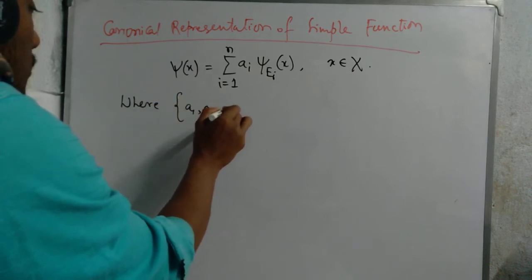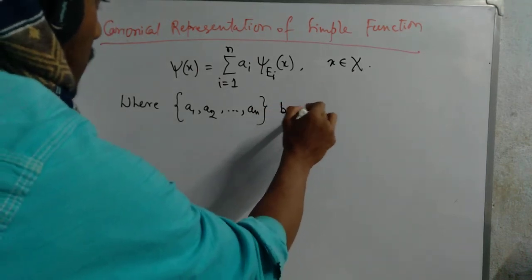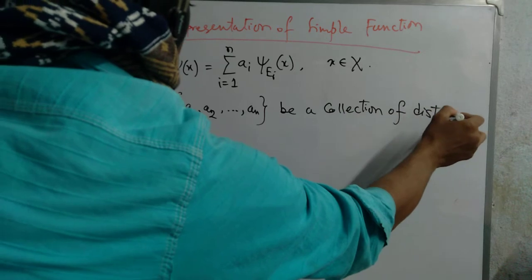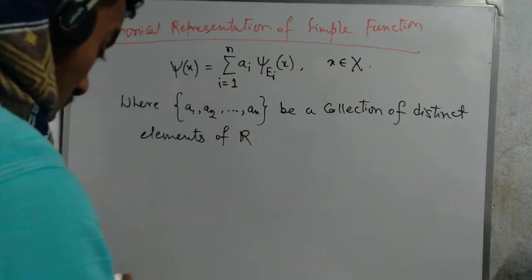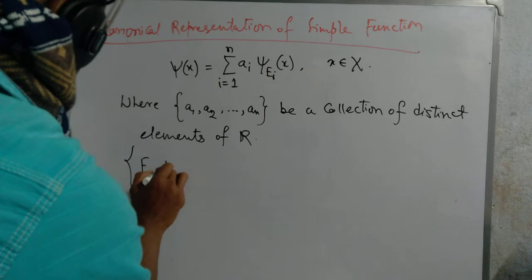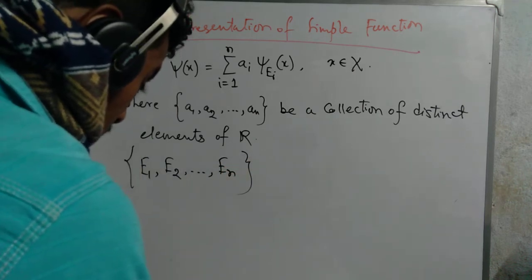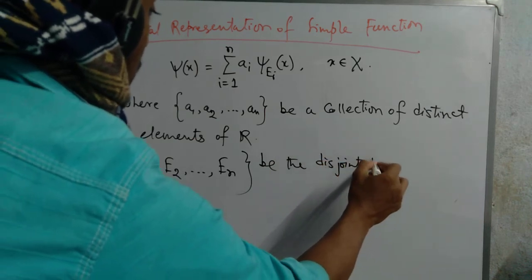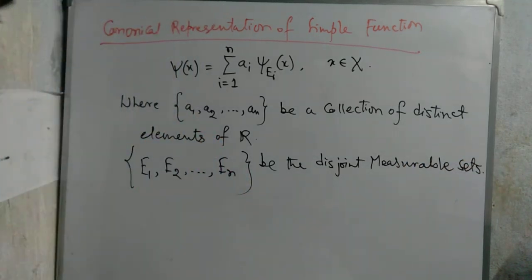and where a1, a2, dot dot dot, an be a collection of distinct elements of R, and E1, E2, ..., En be disjoint measurable sets. Then we talk about this portion here.